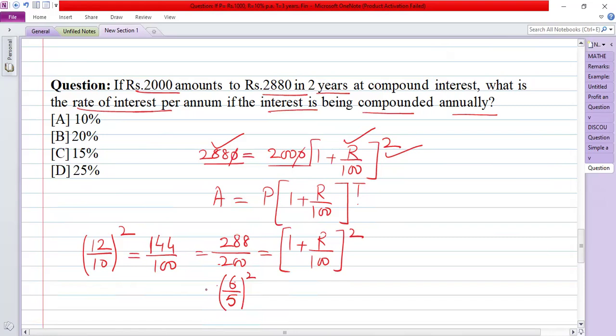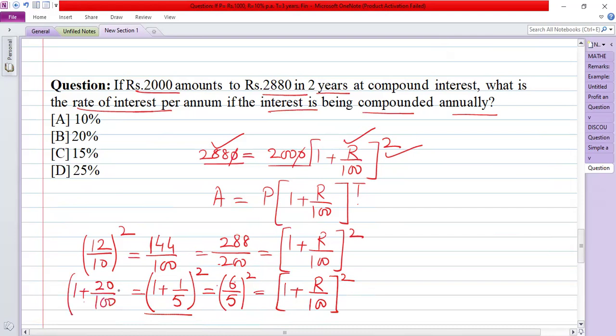And this 6 by 5 square, obviously this is 1 plus 1 by 5 whole square. And that is equal to 1 plus R by 100 whole square. And obviously now this is 1 plus 20 by 100, whole square. So obviously, what will be our R? R will be nothing but 20%. So option B will be correct.